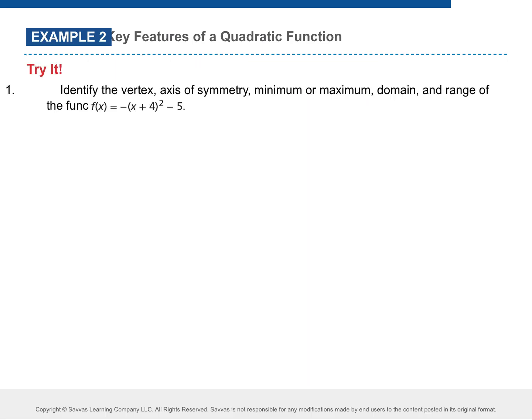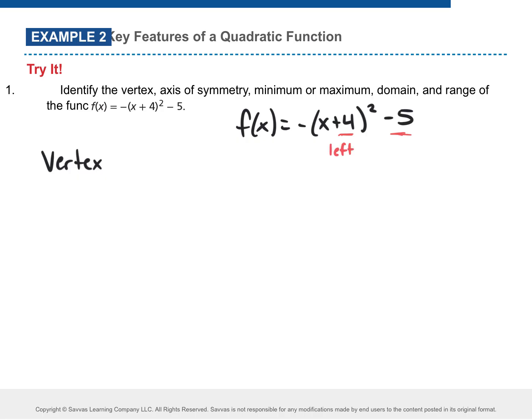Example 2, it gives us that function. I'll rewrite as a reference. f(x) equals negative (x plus 4) squared minus 5. What's the most important thing we need to figure out to know everything else? Vertex. Okay. Where do I get that from? Yep, here. What is that plus 4 telling me? I need to go left 4, minus 5, down 5. So our vertex is negative 4, negative 5.